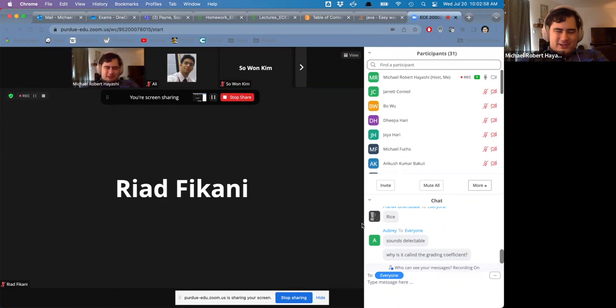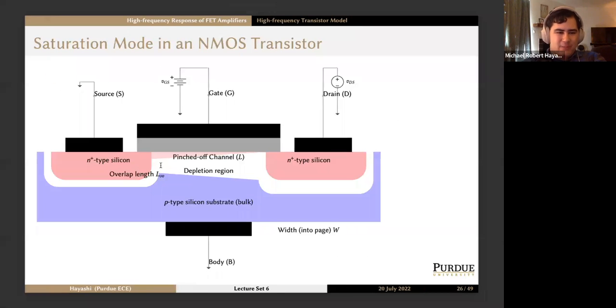It's called the grading coefficient because it's related to how much you grade or create a gradient in the doping. So in our diagrams, we do pretty abrupt junctions where basically we dope such that it just cuts off right there. If we were to do a very gradual junction where you literally transition the doping from N plus to intrinsic, then you would get a different grading coefficient. And if you do a hyper abrupt junction, which is another type of junction, you would get a different grading coefficient.